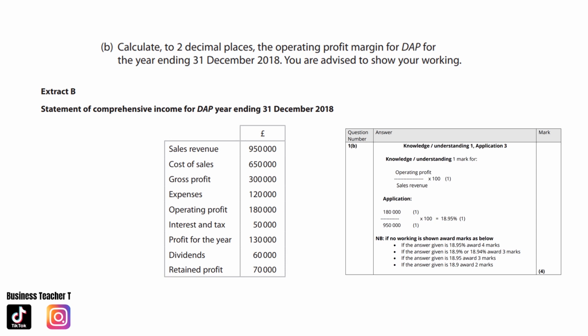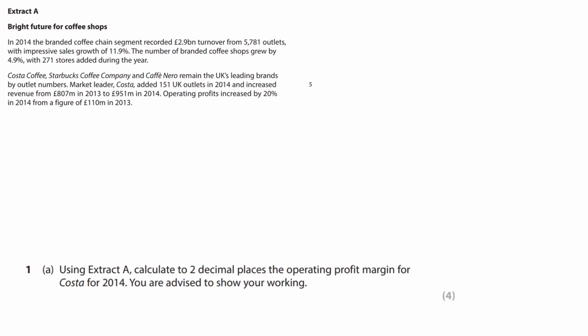Next question. Another operating profit margin question. Using extract A, calculate to 2 decimal places the operating profit margin for Costa for 2014. You are advised to show your working. So here we have the information in an extract, so it's a bit trickier.